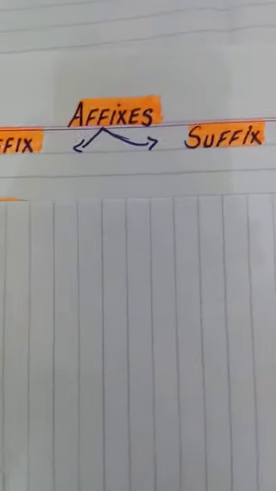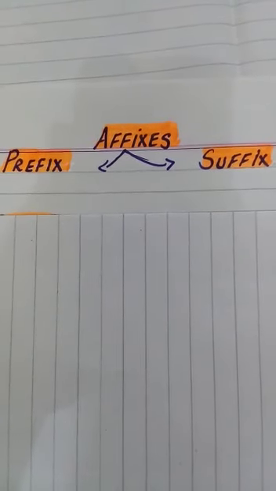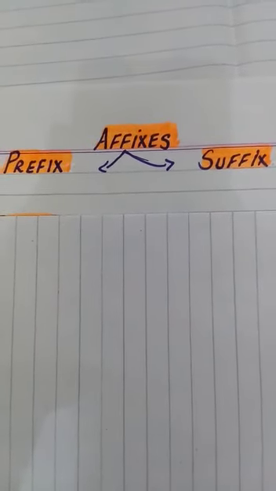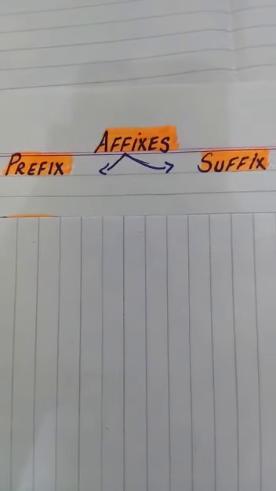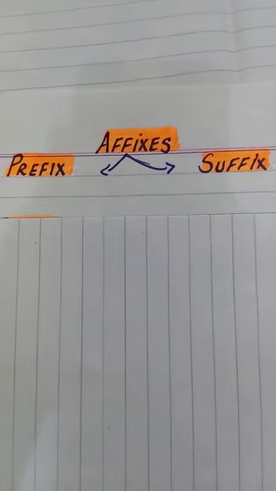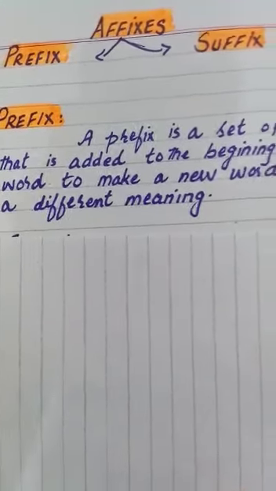Okay, now see these affixes. If you remember, in my last lesson I taught you what affixes are. Affixes are basically prefix and suffix. When we talk about prefix and suffix together, we call them affixes. First of all, we will discuss prefix. See the complete definition of prefix here.